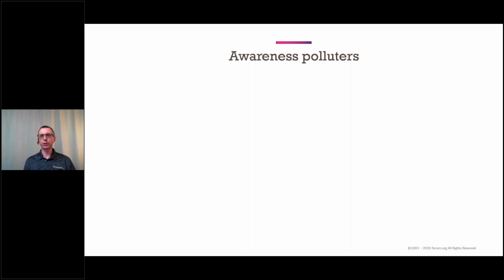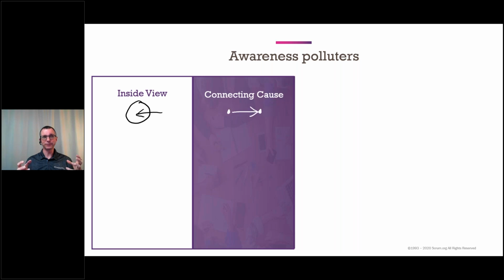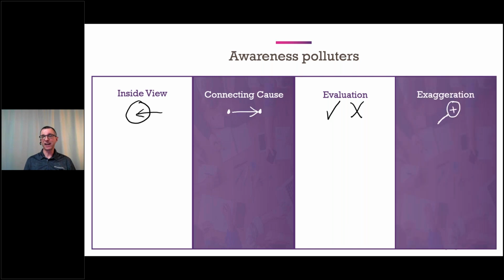So here are 4 common polluters to our clean awareness, our clean observation. The first is an inside view. This is where we believe we know what's going on inside somebody. It's not actually something we can observe. The second is connecting cause, where we believe we know why things are happening, even though that's not something we could prove in a court of law. That's an assumption on our part. Evaluation is the next one, like the good, bad kind of evaluation. We're judging something that's going on. Again, not provable in a court of law. That's what we're bringing to the situation. And the last one is exaggeration. Again, something we bring into the situation where we make something bigger or smaller than it is.